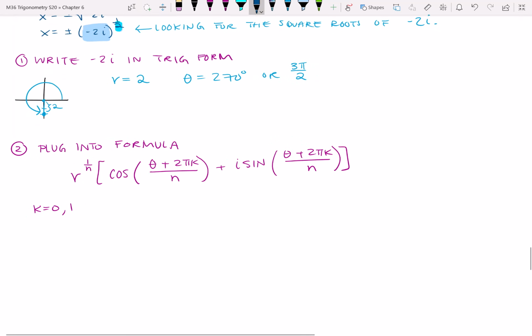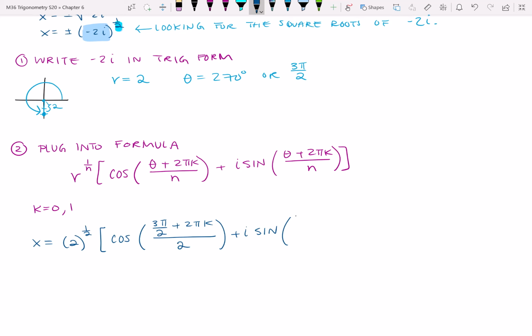So let's do it. Again, these are solutions for x. So x is equal to, and again, my r is 2, my n is 2, so 1 over 2. We take the square root of 2 times the cosine of my theta, which is 270, or we can write it in radians, 3 pi over 2 plus 2 pi k, and my n is 2, because again we have the square roots, plus I sine of that same quantity, 3 pi over 2 plus 2 pi k, all over 2.